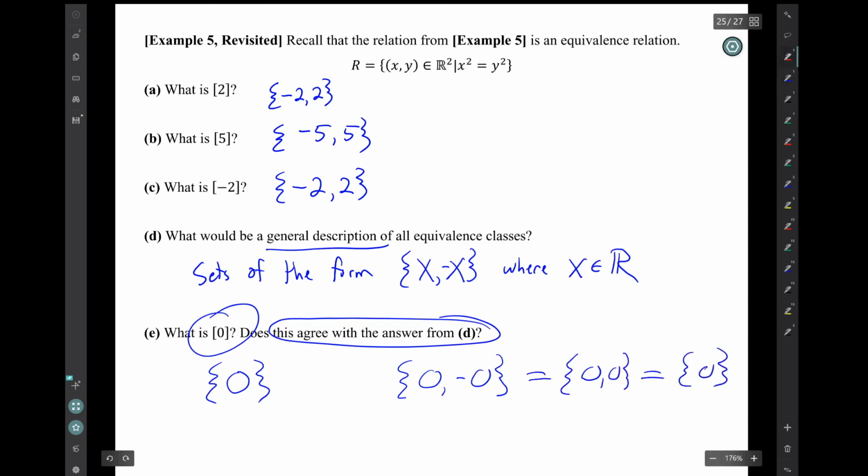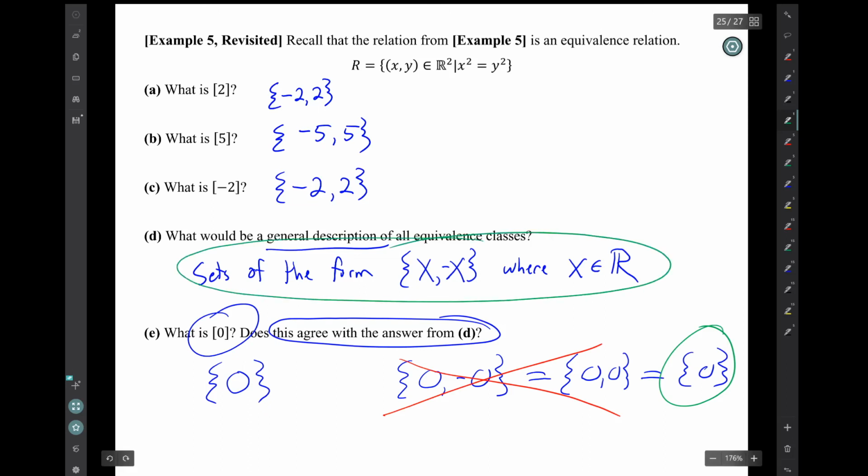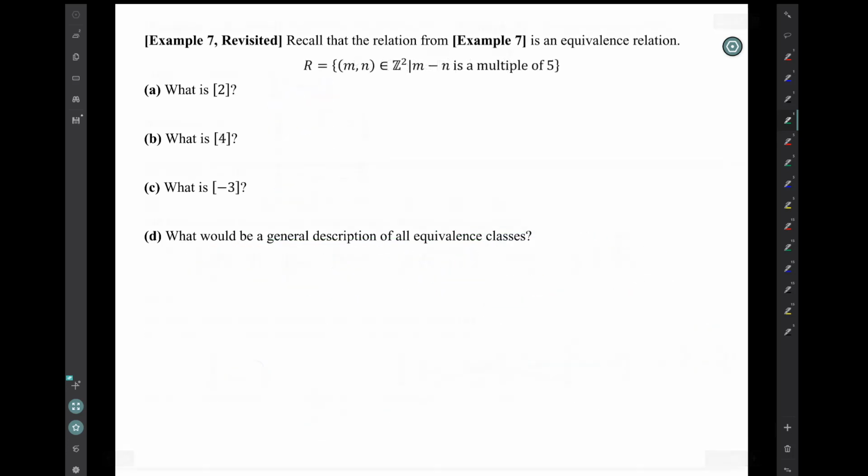So in set notation, you write this. You don't allow repeated elements. So this symbol is kind of cheesy. I kind of made this up, but it's okay. You get the idea that for most elements of the real numbers, the equivalence class is going to be a 2-element set, and for this one element of the real numbers, the equivalence class is going to be just a single element set.